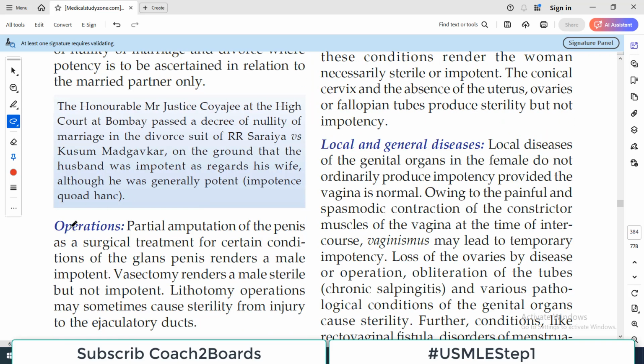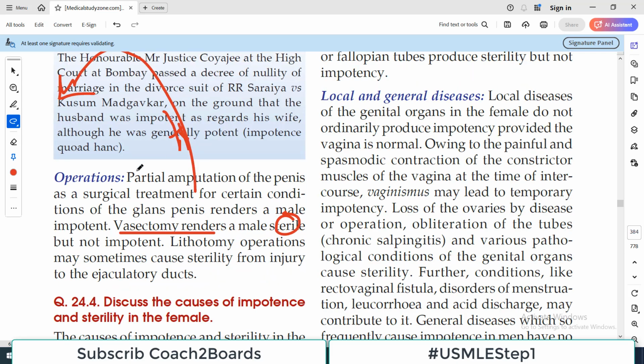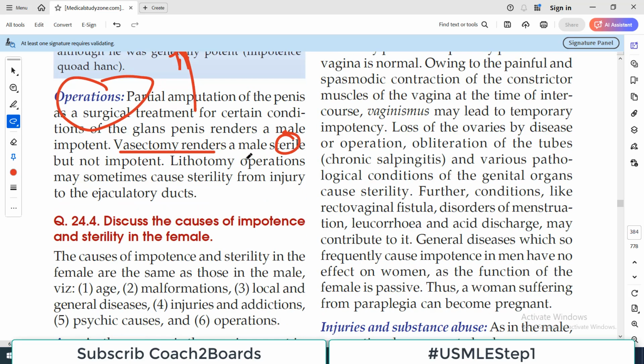Okay. Certain operations, partial amputation of the penis, for example, for any surgical issue, koi aisi disease hui jiski wajah se koi surgery karni padi, that can lead to impotency. Vasectomy se sterility ho jayegi because of vas deferens, koi cut kar rahe hain, ligate kar rahe hain, to sperms travel nahi karenge. So sterility can also be because of certain operations.